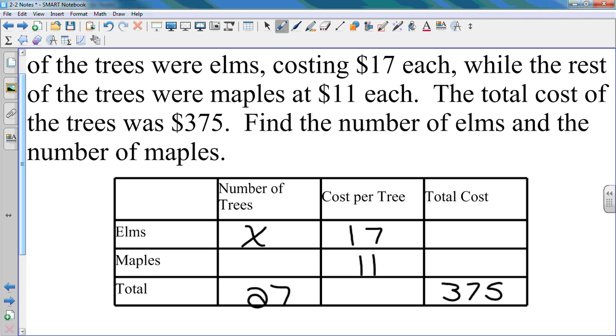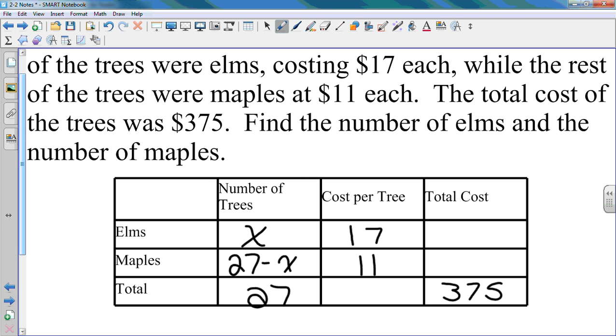How can I represent maple trees? Well, let me put it this way. If X stands for 13 or for 12 or whatever, how would you find how many maple trees you have? If I told you I had 10 elm trees, how many maple trees would I have? 27 minus 10. So if you take this 27 and you subtract out how many elm trees you bought, doesn't that give you how many maple trees you have? Yeah. So now I'm still using X, so I still have one equation and one unknown.